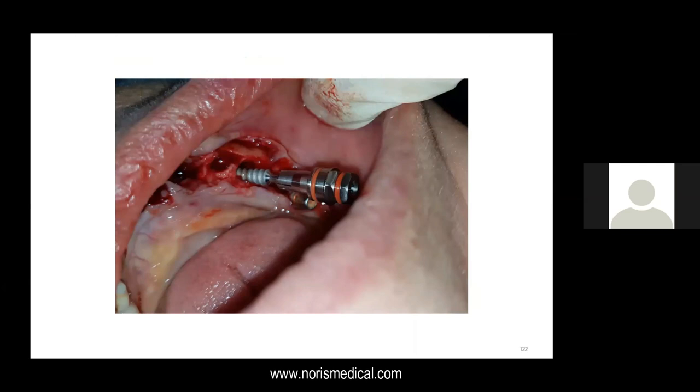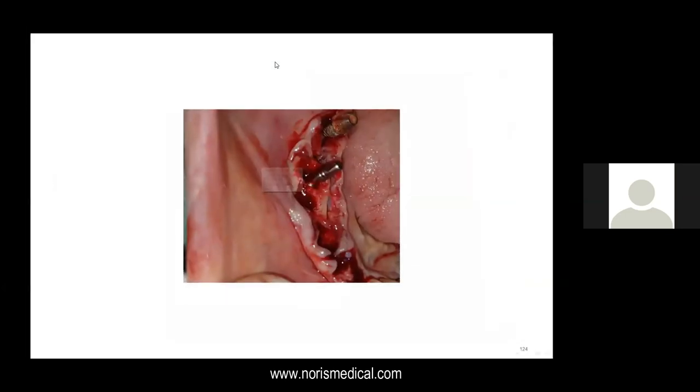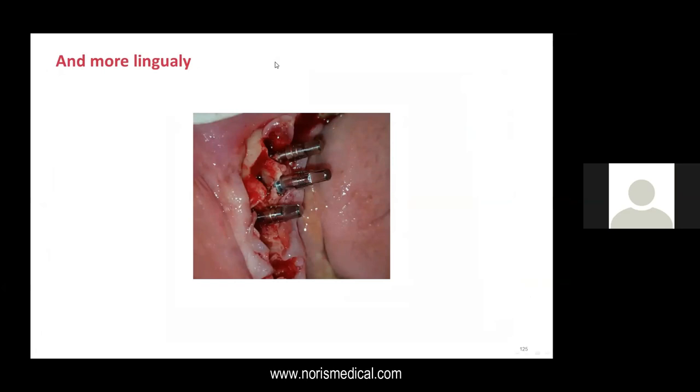Here, as you can see, I do the implant in 45 degrees, and I just go in front of the nerve without touching the nerve. And then I bend the implant so it will go in the same angulation like tooth number 47. As you can see, here is the implant. This is the abutment. It is completely parallel to tooth number 47. Then I tried to add an implant lingually to the implant that didn't really touch. But as you can see, in the end, I will remove it because I don't need it. I just put it as a spare implant.